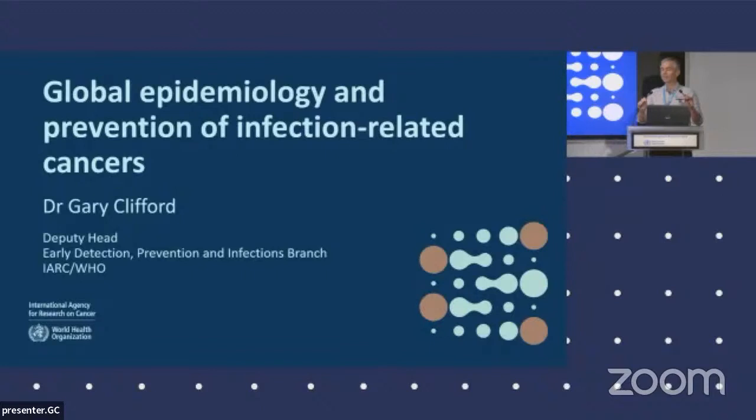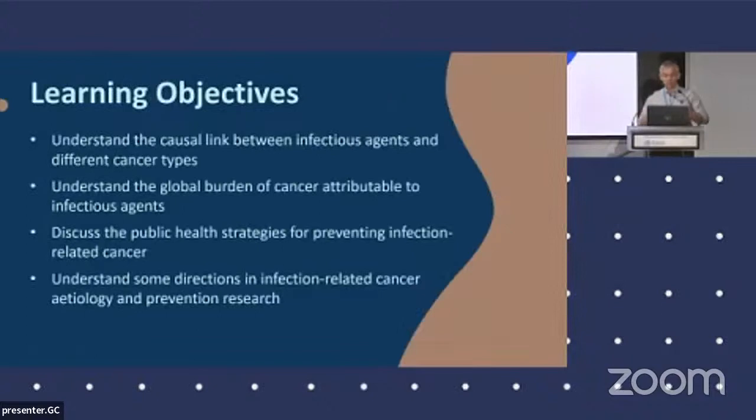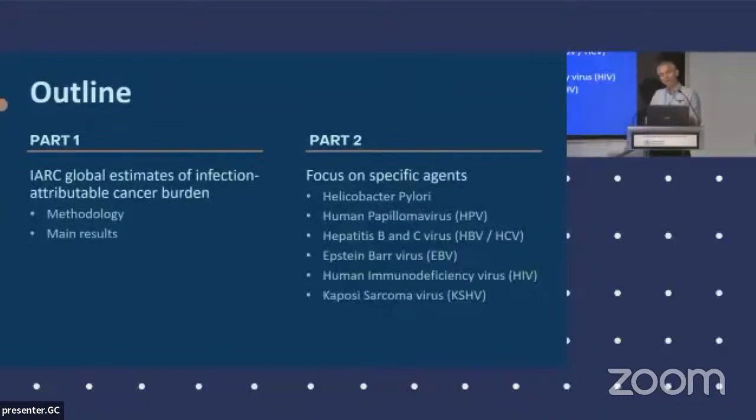Down the causal link between infectious agents and cancer types. To understand the level of these infections, to move on to discuss some of the parts. My outline of the talk will be in two main parts, the program at IARC, which is how we calculate the global burden. Let's look at them one by one.